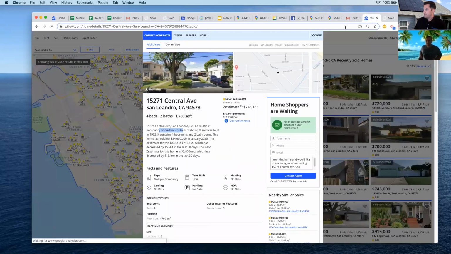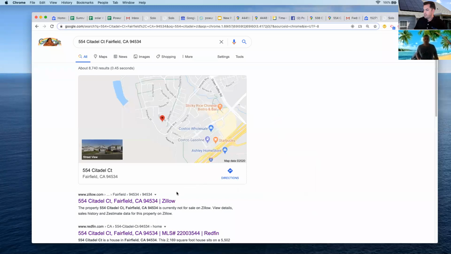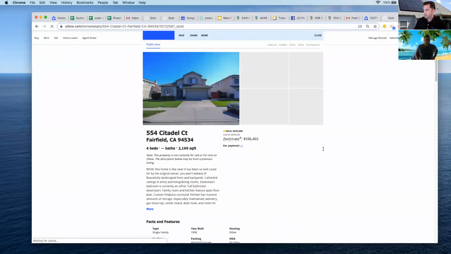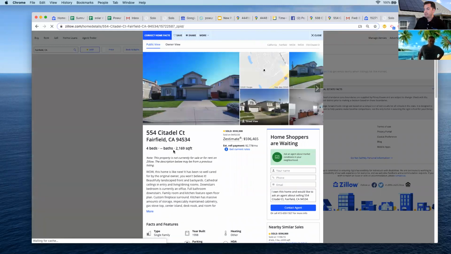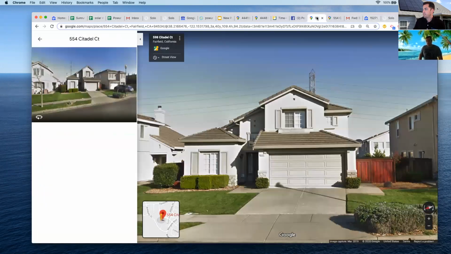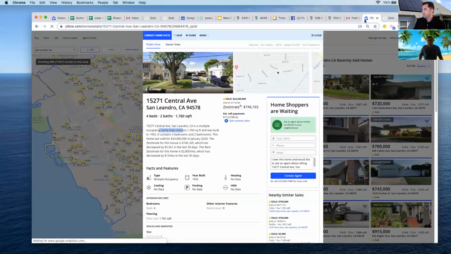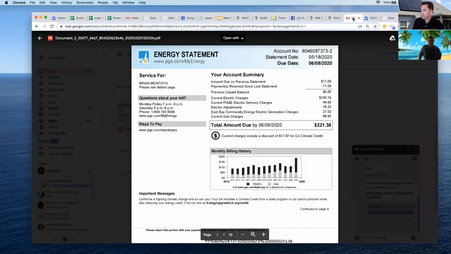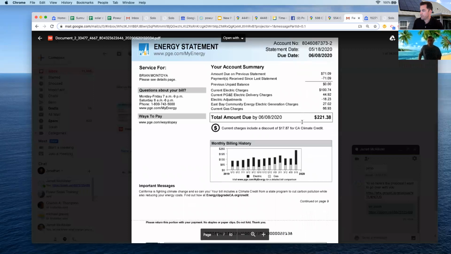The address is in Fairfield. It's 4 beds, 2 baths, and 2169 square feet. He came from a smaller place, a condo or unit of some sort. So one of the ways you can try to guesstimate usage is by looking at the old house that they came from. Jarrett did get a bill from the old house.